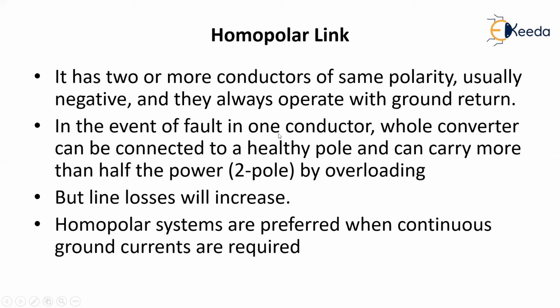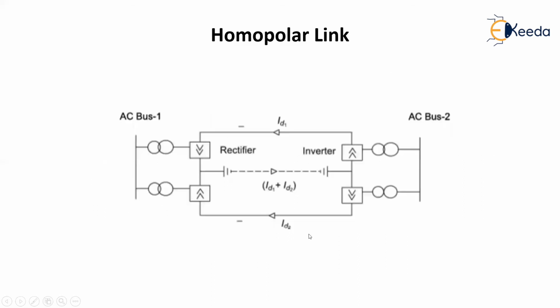That is why we prefer negative polarity. In the event of a fault in one conductor, the whole converter system can be connected to the healthy pole and can carry more than half of the power of the two poles by overloading. But line losses will increase when we are using only one pole for the power capacity. Homopolar systems are preferred when continuous ground currents are required. This is how a homopolar link looks. The only difference between the bipolar and a homopolar link is that both conductors are of negative polarity. This is one conductor with negative polarity, this is the other conductor with negative polarity, and this is the ground return which carries the sum of the two currents flowing in these two conductors.